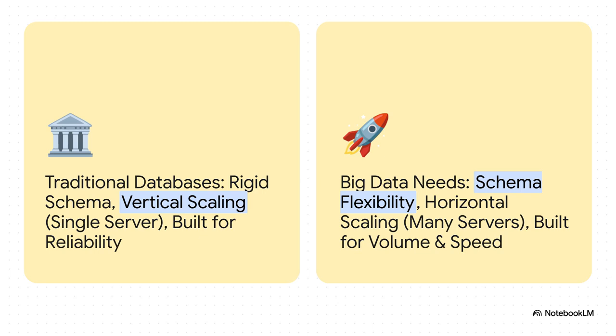And this lays out the battle perfectly. On one side, you've got your traditional databases. You can think of them like a very strict librarian. Everything has to be perfectly categorized and fit onto a specific index card before it can be filed. They're super reliable, but they're designed to run on one single, really powerful server. We call that vertical scaling. But the new world of big data, it's messy, it's fast, it needs flexibility, it needs to spread the work across tons of cheaper computers all working together. That's horizontal scaling. The old model just couldn't hang.